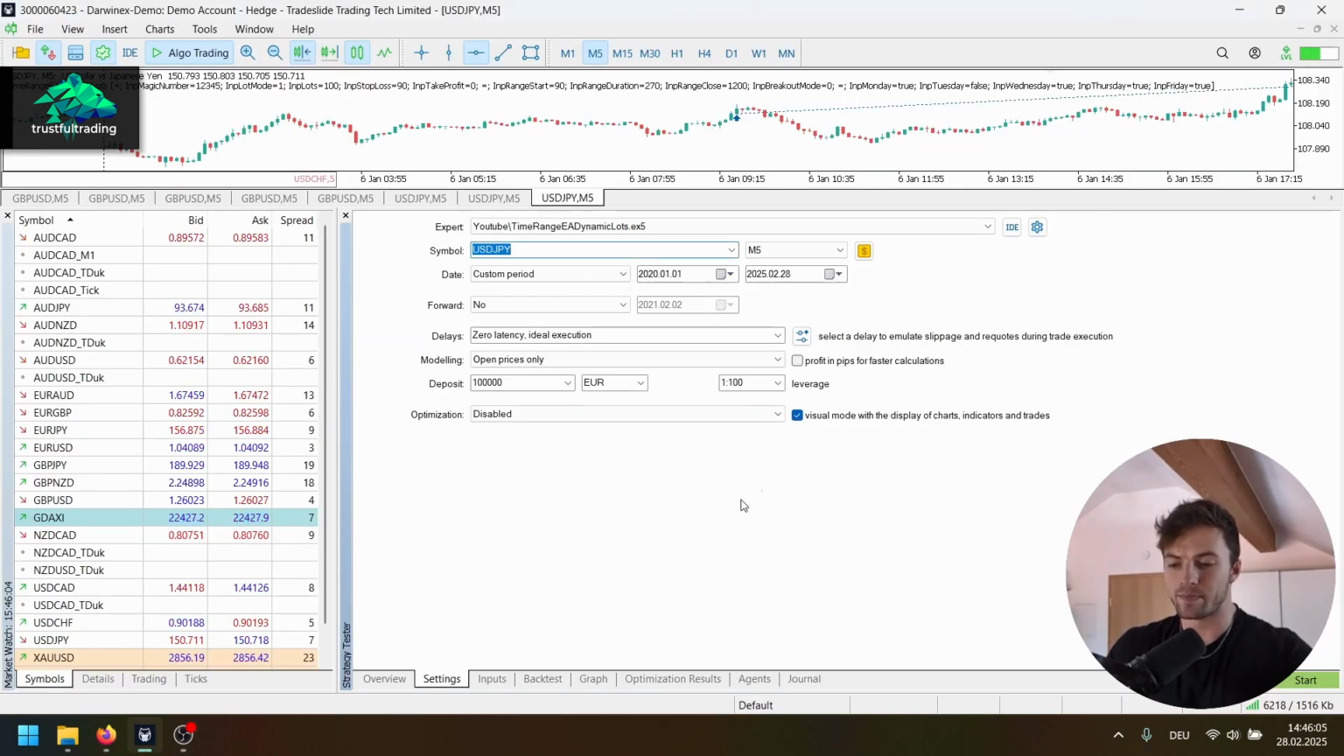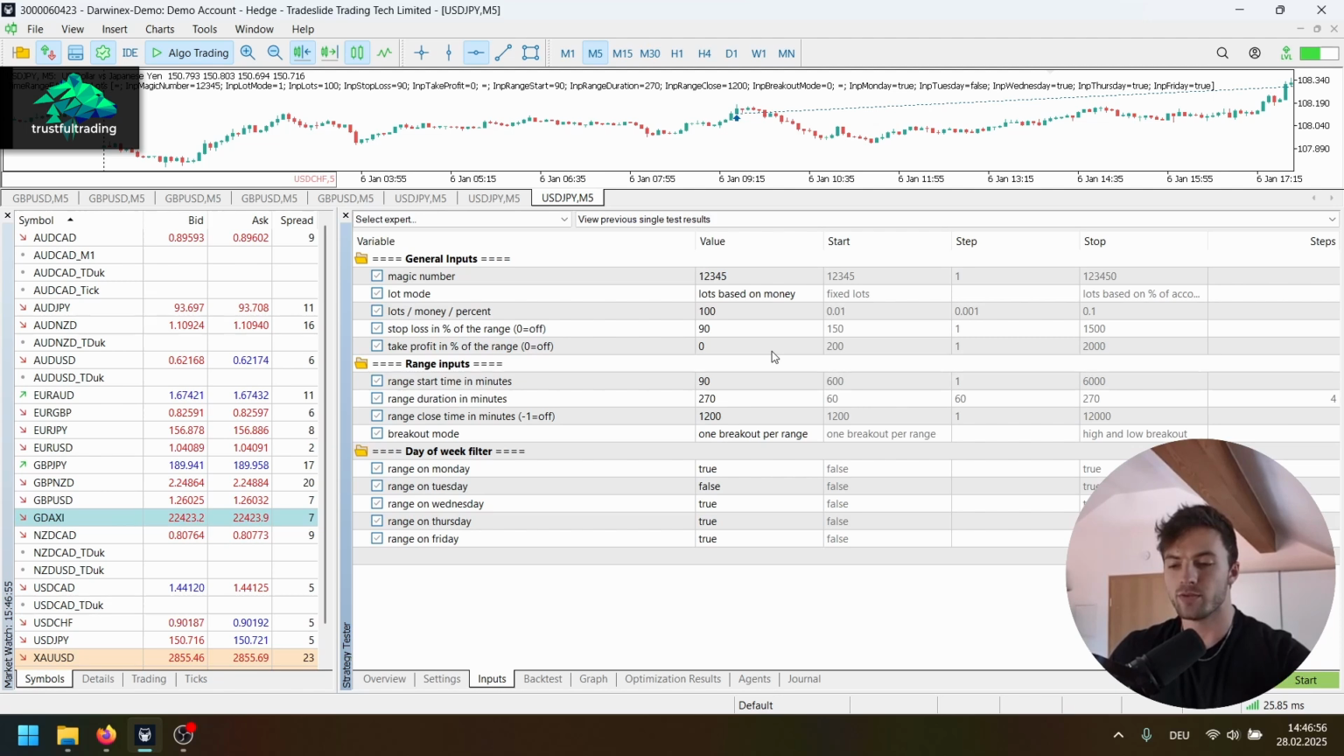Now let's take a look at the MetaTrader 5 platform. So here, this is the strategy tester. I will use US dollar Japanese yen, the default broker symbol. I trade with Darwinex here in a demo account, but I think the results should be similar with other brokers. But of course, it's always best if you test it on your own. So for the EA, I select the time range EA dynamic lots, which we coded here on the channel. Again, I link the first part of the series up here. And 5-minute time frame, we start in 2020. I think that's also what we did in that video. Up to today, 0 latency, open price only mode. And let's take a look at the inputs.